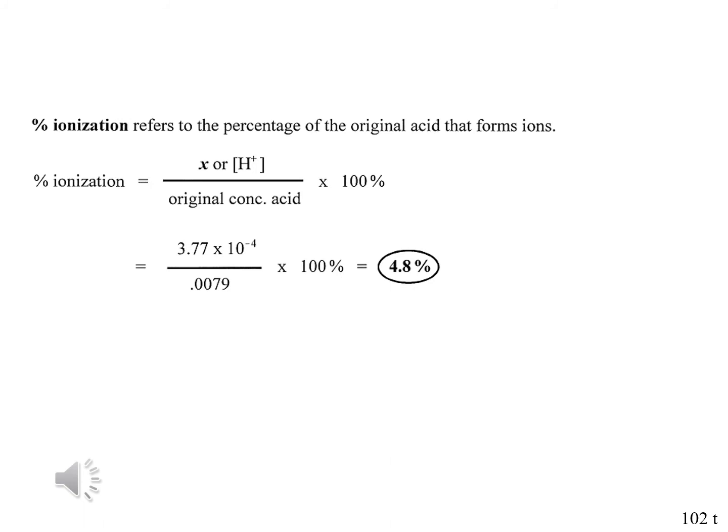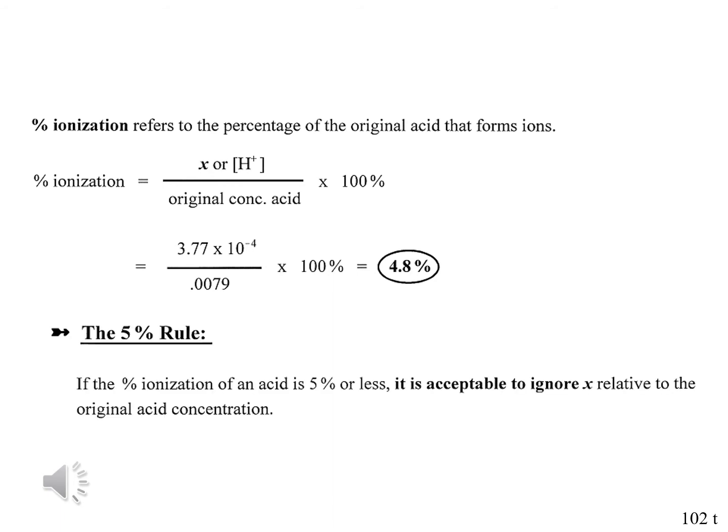So if you want to get the percent ionization, you can take what we got for the x, or the H plus, which was the number on top, divided by the original amount times 100. And 4.8% is the amount that actually formed ions. The formula is always x divided by the original. In a base problem, the x will be OH, but it doesn't matter. It's always what you get for x on the top.